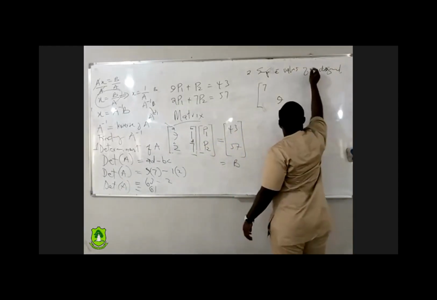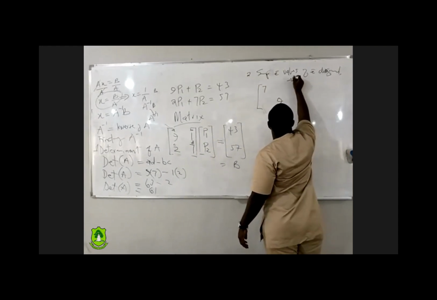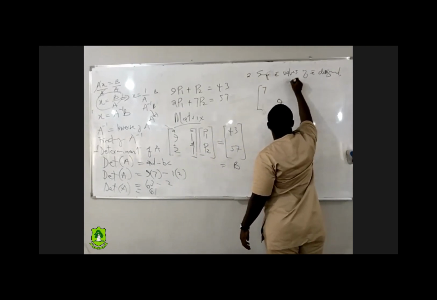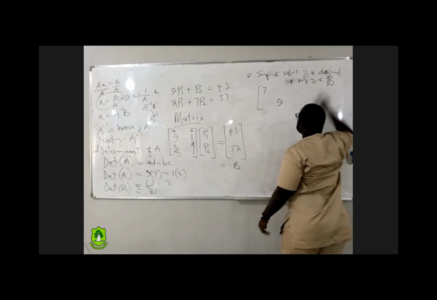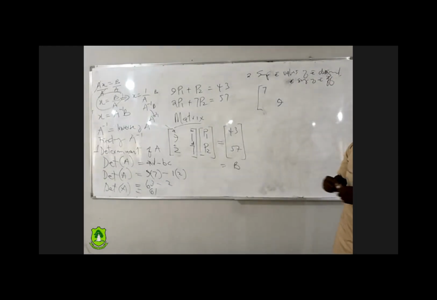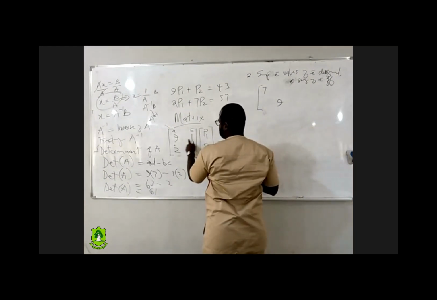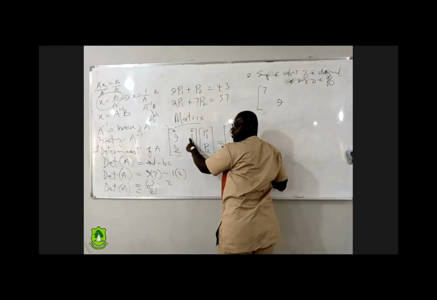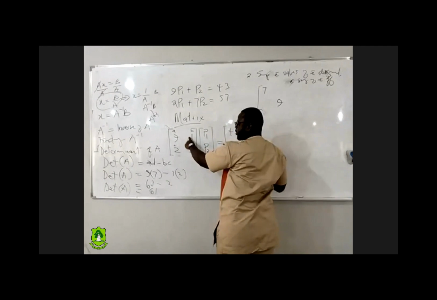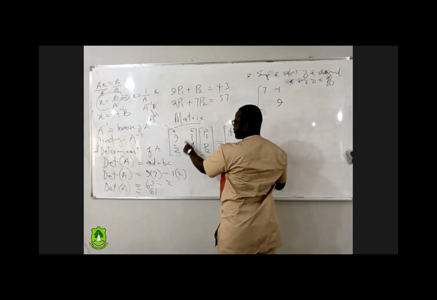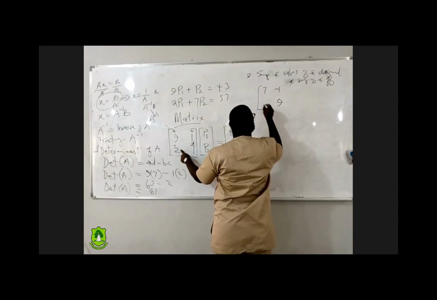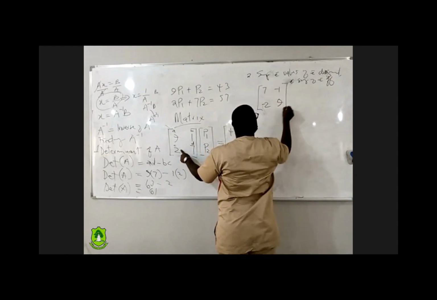And then the other one is to change the sign of the off diagonal. So please note. Here is positive 1. If you change the sign, it will be negative 1. Here will be negative 2.